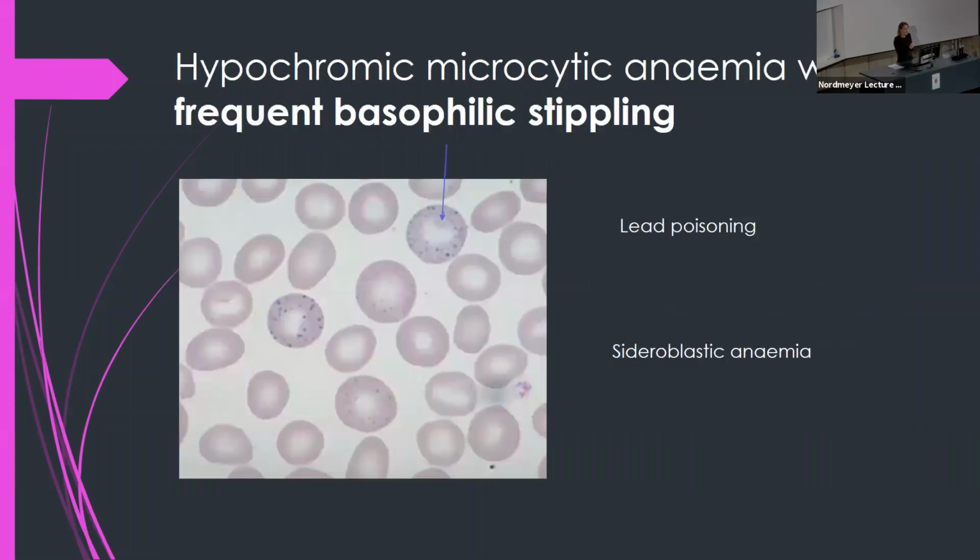Anyway, so what have we done? We've done iron deficiency, we've done chronic disease and thalassemia, hopefully. How would the picture look different?